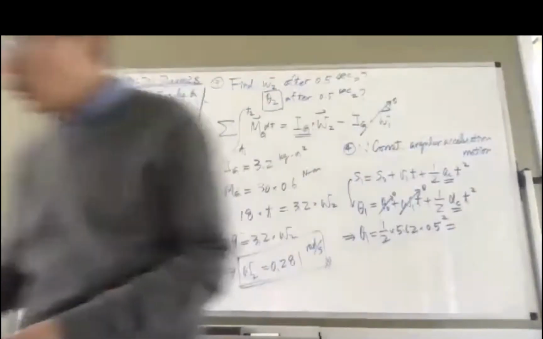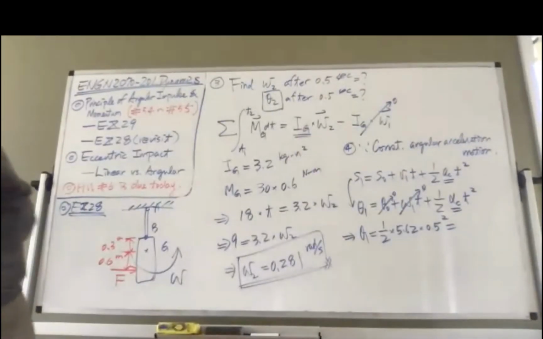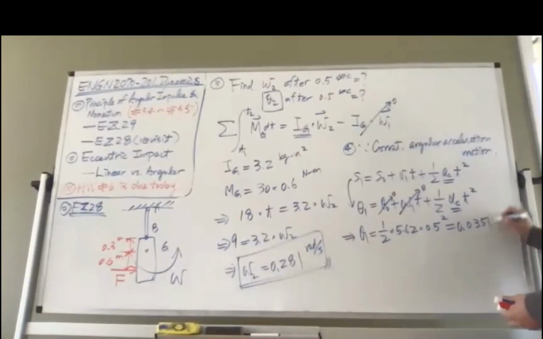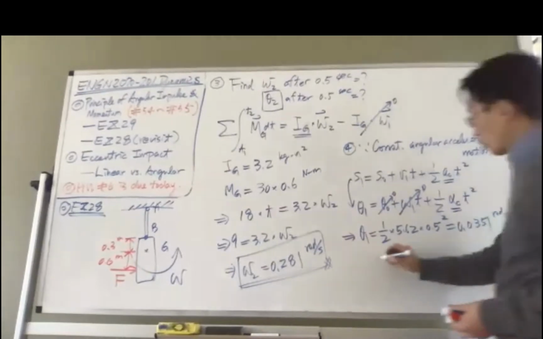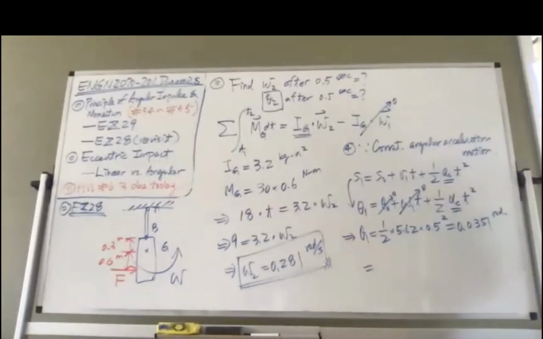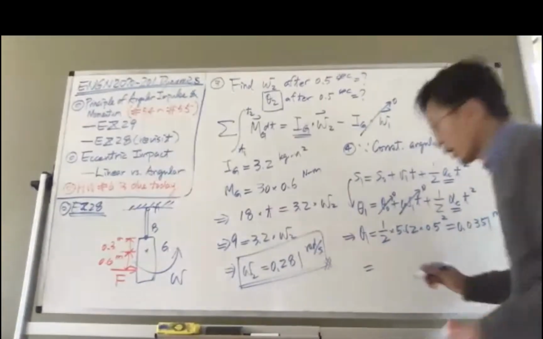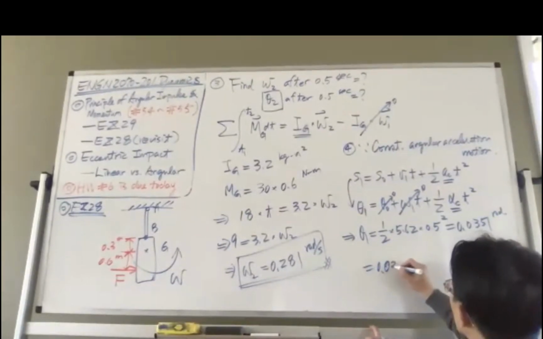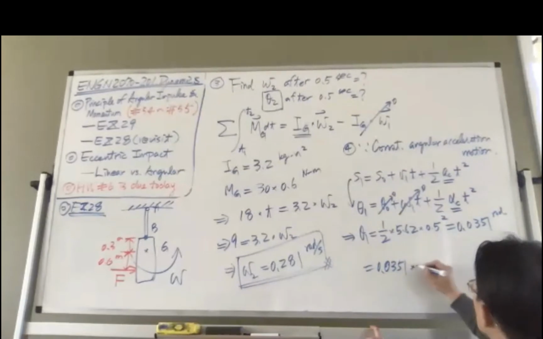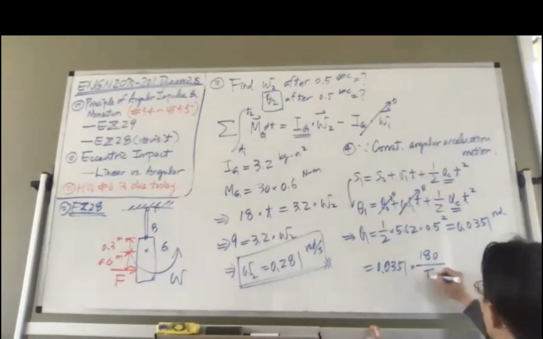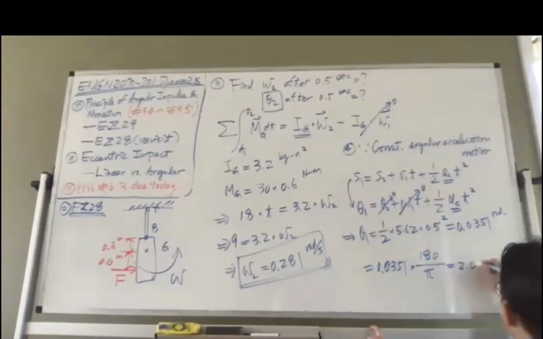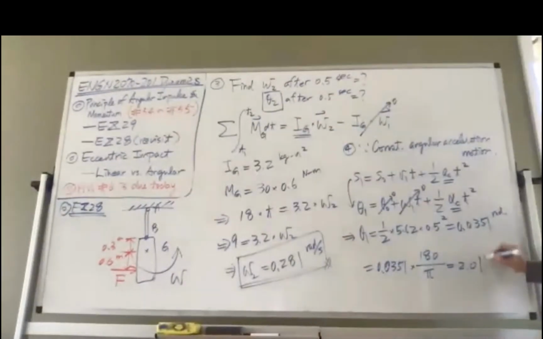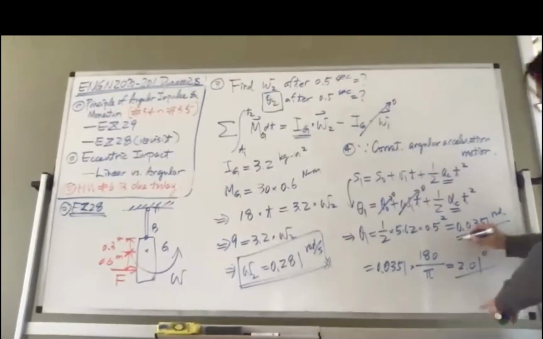And this will give you the value of 0.0351 radians. Now, what is 0.0351 radians in degrees? You would just use this relationship: you multiply this by 180 divided by pi, and this will give you 2.01 degrees. So this is what we found.